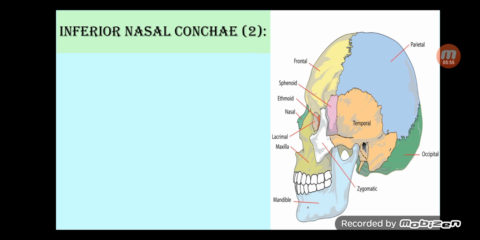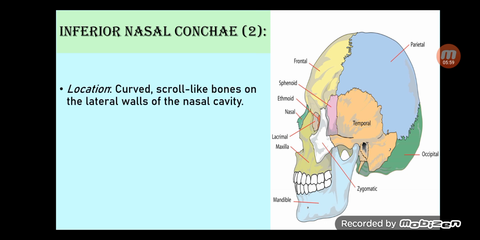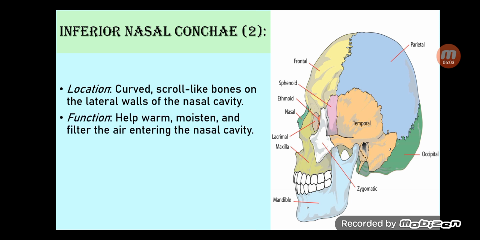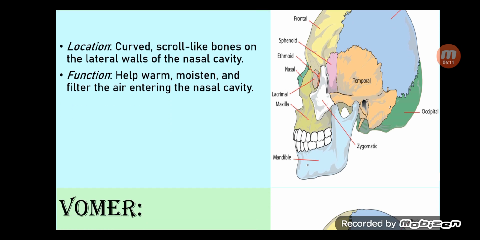Then we have the inferior nasal conchae that are two in number, and that means they are paired bones. They are curved scroll-like bones on the lateral wall of the nasal cavity. They help in warming, moistening, and filtering the air entering the nasal cavity as they increase the surface area.